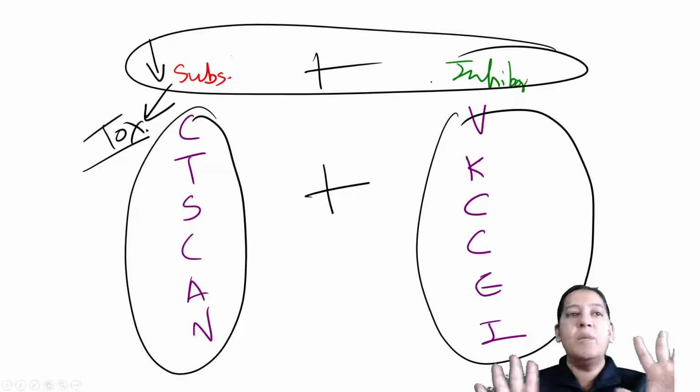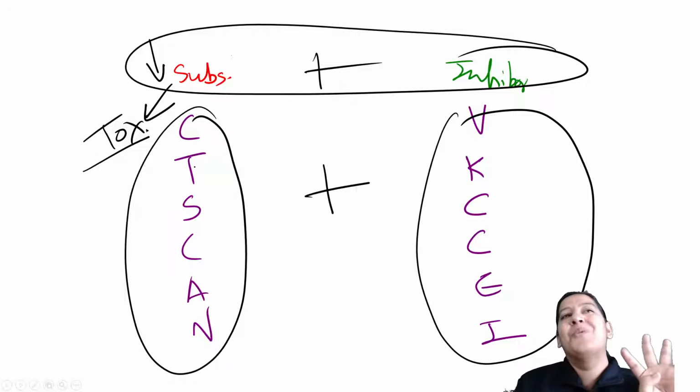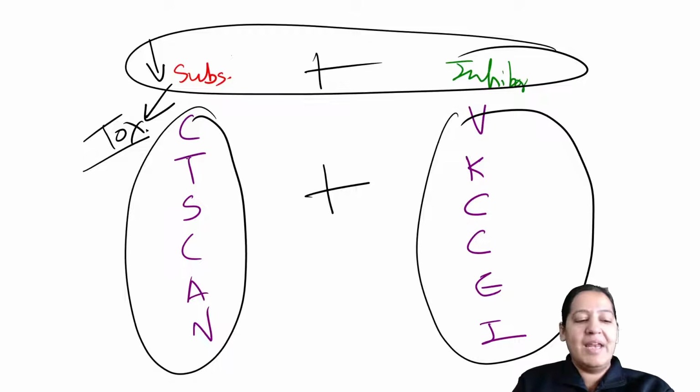Learning only the mnemonic is not important. The full form of the mnemonic is more important, right? So say the full form again and again.